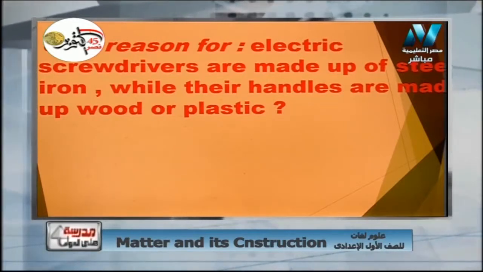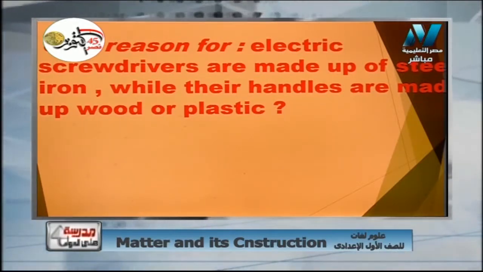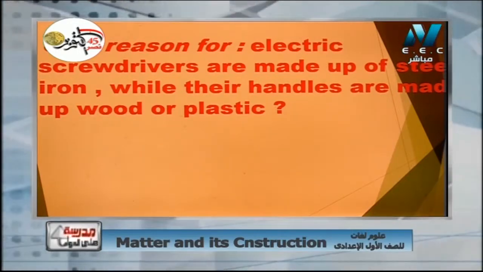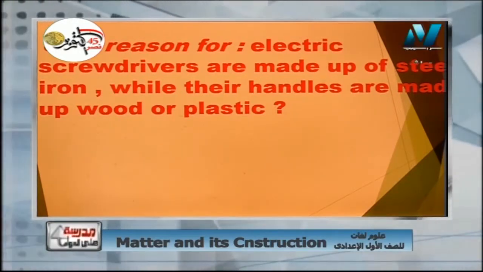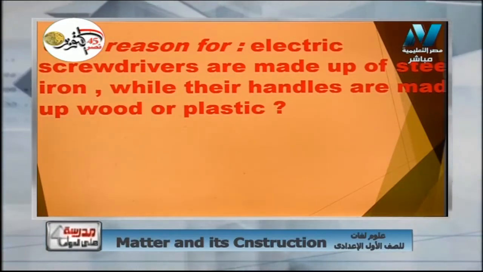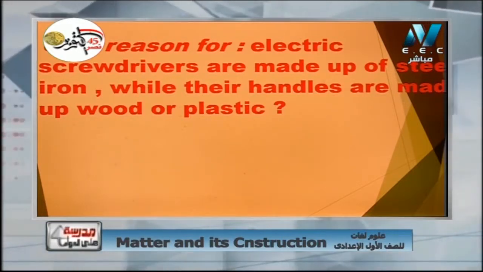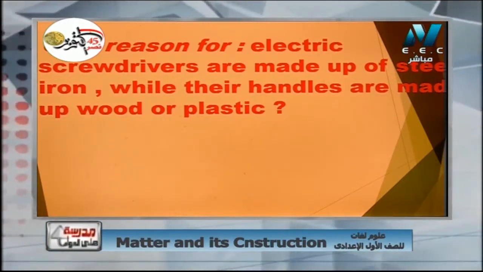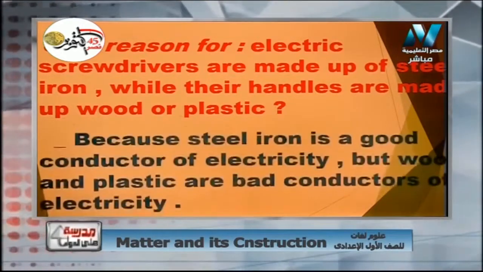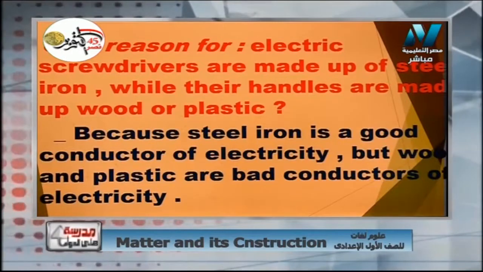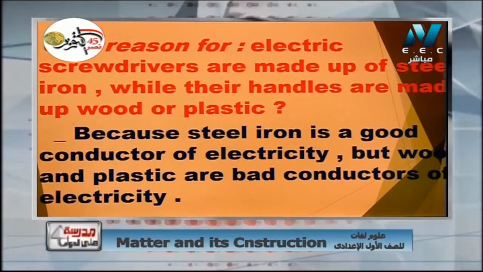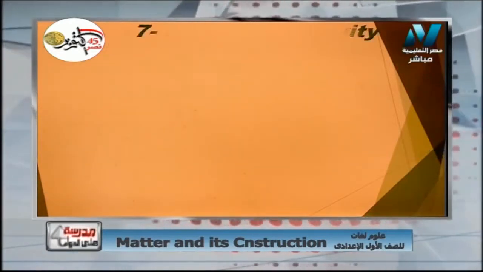The first part of the question: why it is made up of steel iron? Because it is a good conductor of electricity. But handles are made up of wood or plastic because wood and plastic are bad conductors of electricity, or electric insulators. Steel iron is a good conductor of electricity, but wood and plastic are bad conductors of electricity.